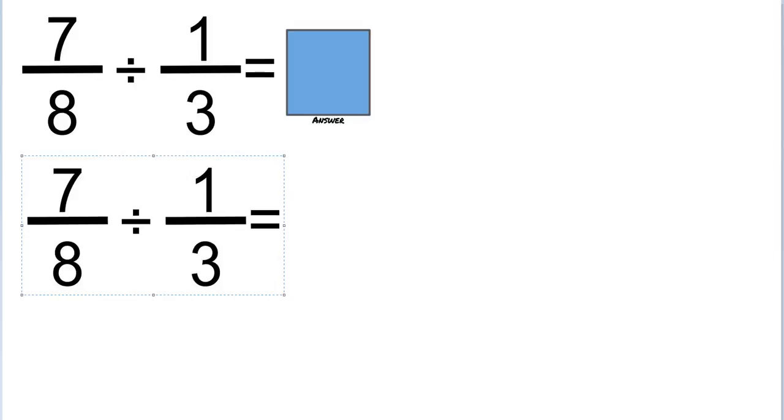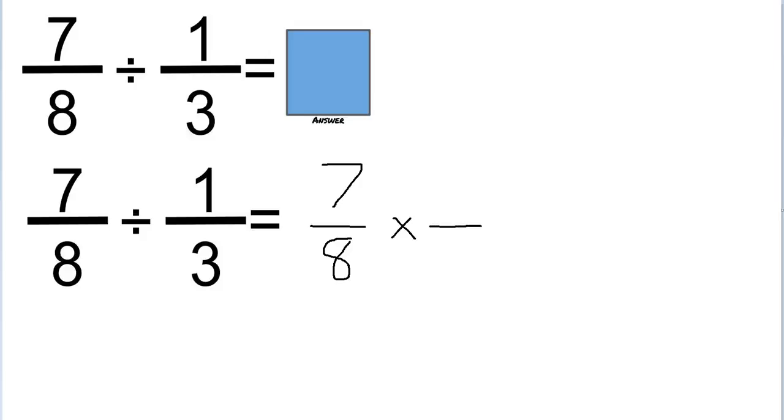thirds, it means I'm cutting it into 3 pieces. And so that kind of is where the keep, change, flip comes into place, meaning I keep my first fraction, which is 7/8. So I'm keeping that the same. I'm changing the symbol from division to multiplication.